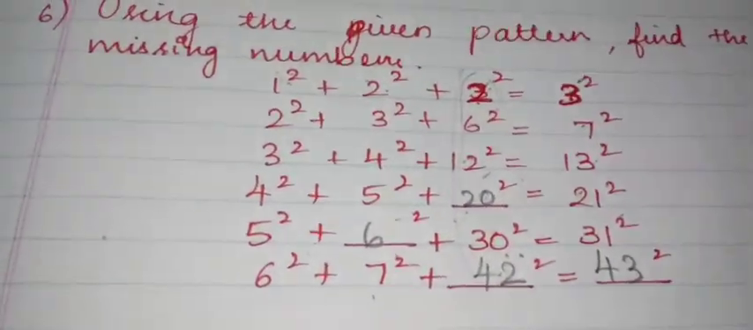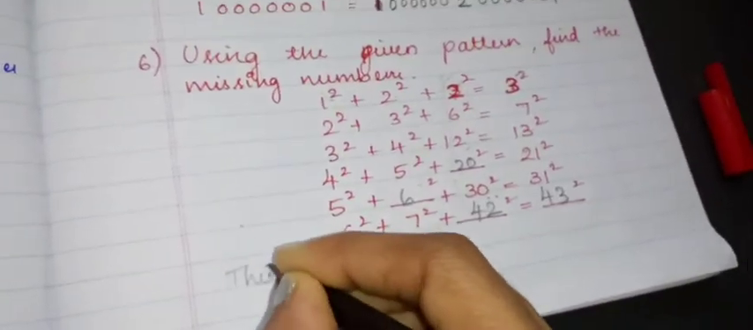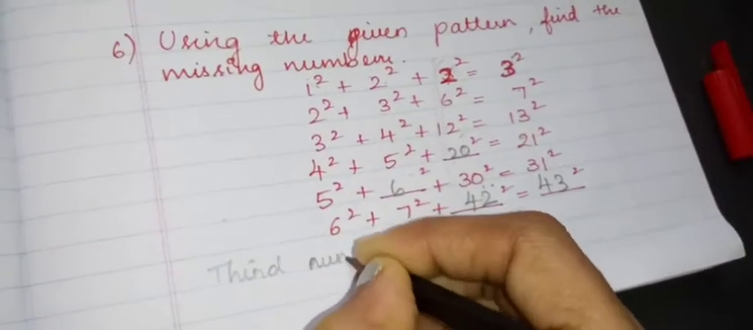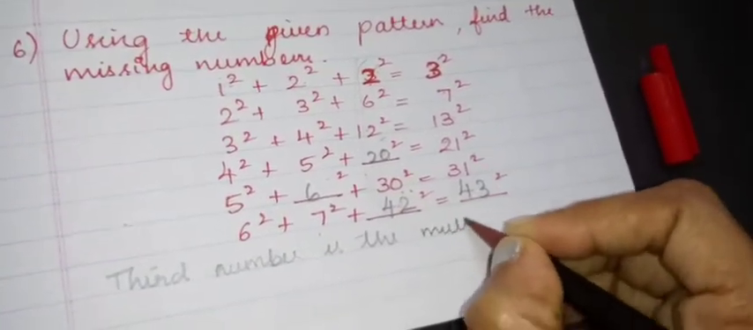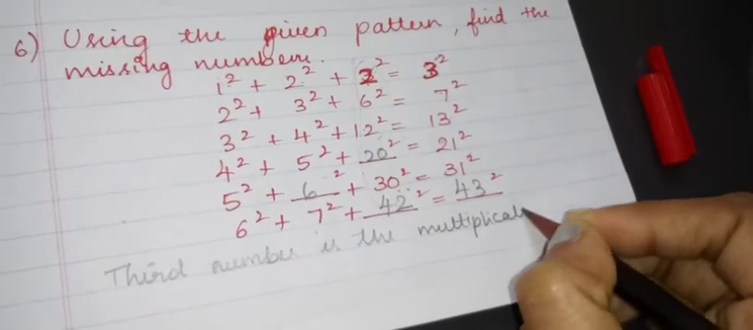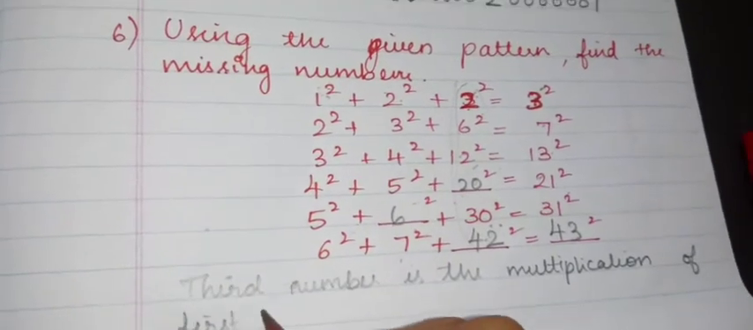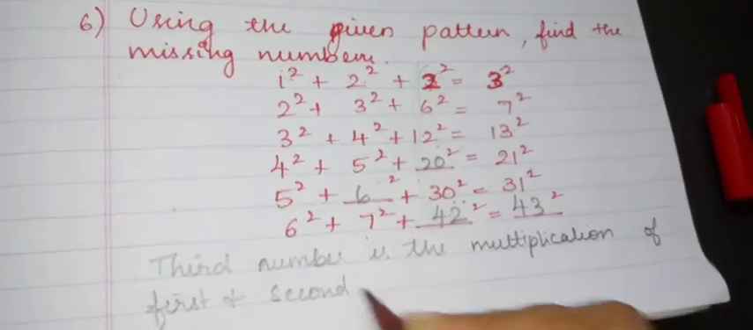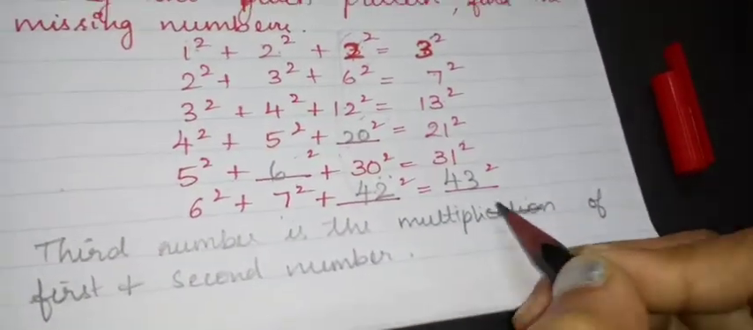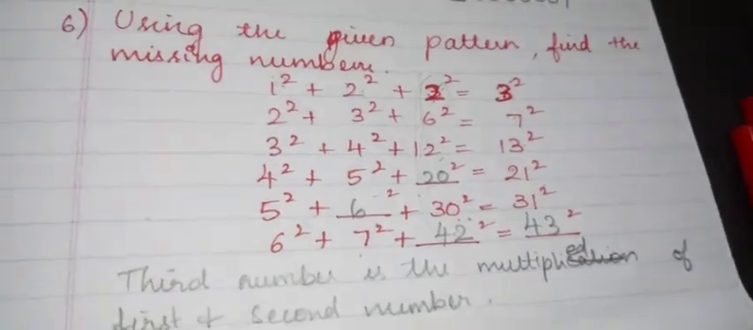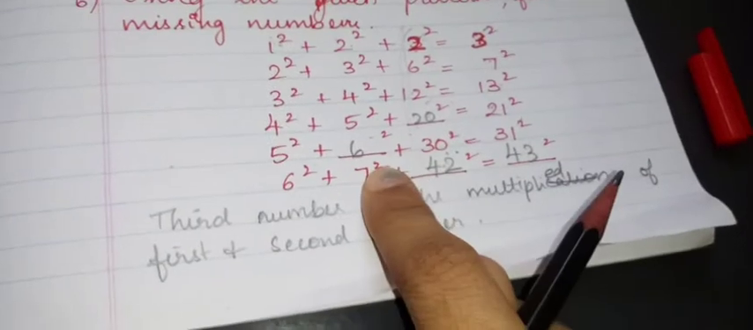So shall we write the reason why? You can write here: third number is the multiplication value of first and second number. Or multiplied value, you can write like this, multiplied value of first and second number. Okay, third number is the multiplied value of first and second number.